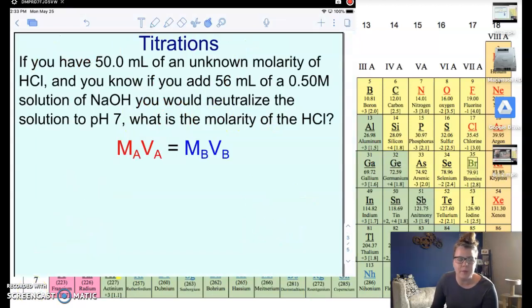So let's go ahead and try this out. Let's say you had 50 mils of an unknown molarity of acid. So you've got hydrochloric acid, and you have no idea what the concentration is, and you pour out 50 mils of it. And you know if you add 56 mils of a 0.50 molar solution of sodium hydroxide, you neutralize it to a pH of 7. So you're slowly adding sodium hydroxide to it, and once you've added 56 mils, it's neutral, pH of 7. And now you're curious what the molarity of the hydrochloric acid is.